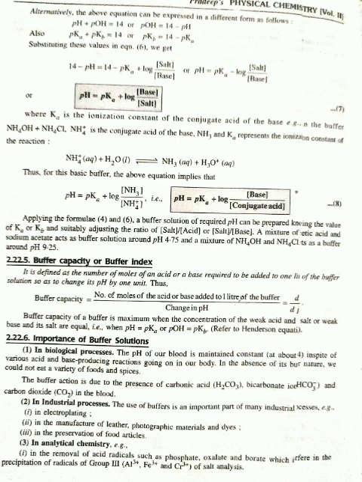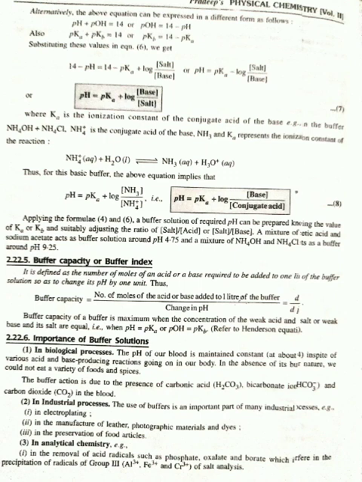Next heading, 22.6 Importance of buffer solution. First, in biological processes, the pH of our blood is maintained constant in spite of various acid and base producing reactions going on in our body. In the absence of its buffer nature, we could not eat a variety of foods and spices. The buffer action is due to the presence of carbonic acid H2CO3, bicarbonate ion HCO3-, and carbon dioxide CO2 in the blood. Second, industrial processes.